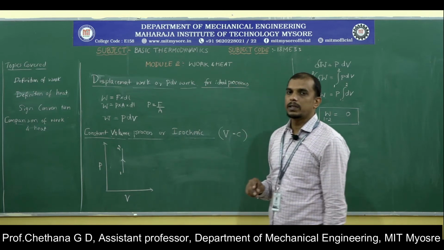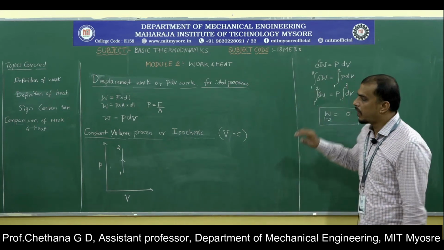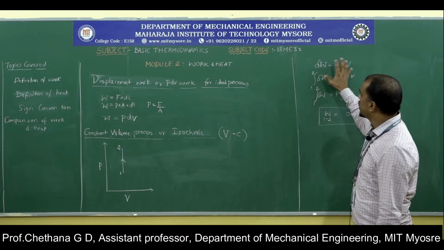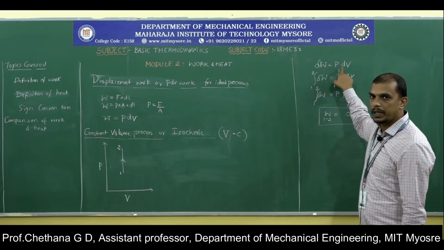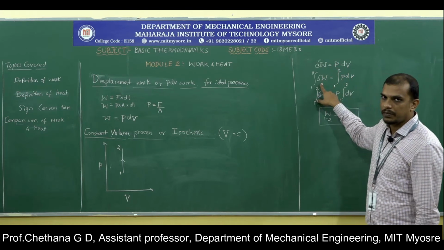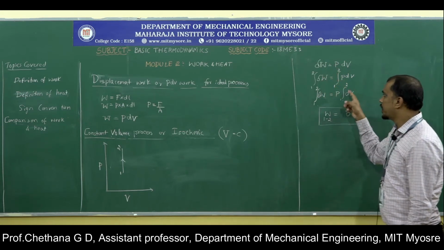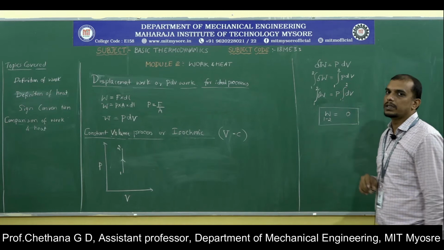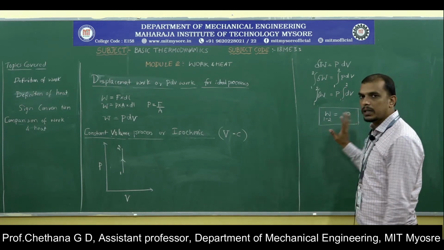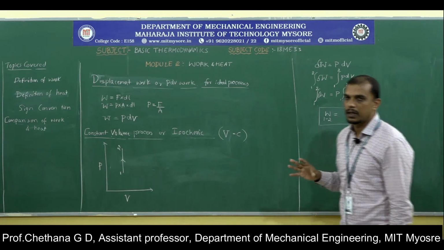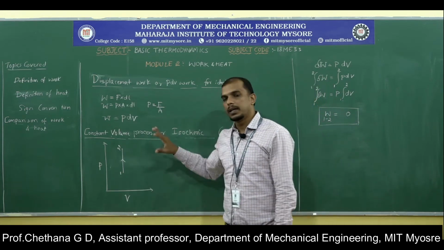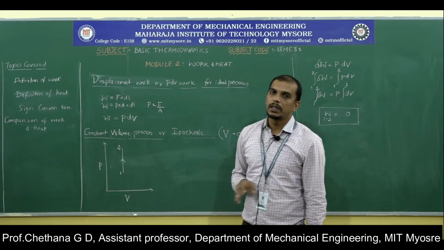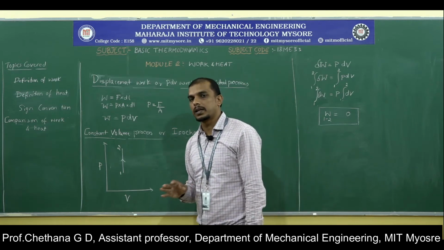Now let us look at the work done equation for constant volume process. The same equation, the work is equal to PdV, integrate it between limits 1 and 2, but here since there is no change in volume, work transfer in constant volume process will be 0. Very important, if there is no change in volume, there is no question of work transfer.